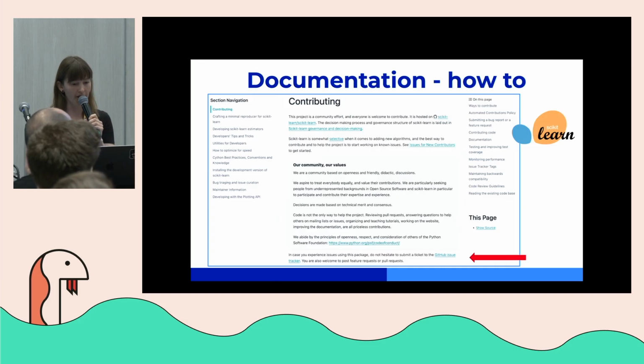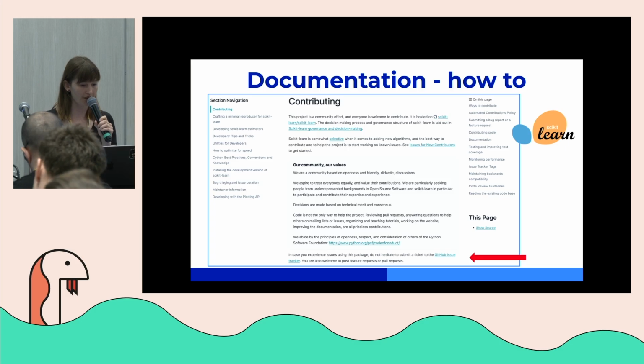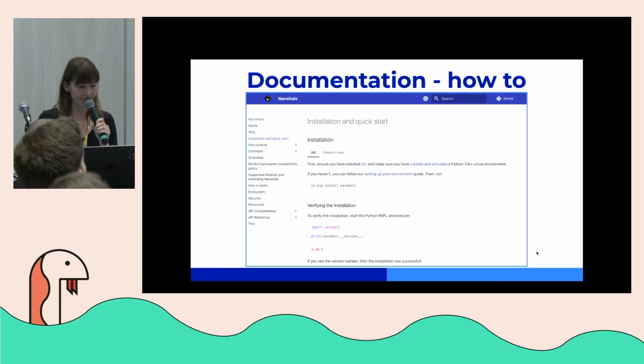And so here I show an example from the scikit-learn library. Here there's a screenshot of the contributing guideline. And there's a gray box which says "Our Community, Our Values", which is really good because then you get an idea of what the general vibe is like. And you can see, okay, is this project really welcoming and inclusive? And then also at the bottom where the red arrow is, you can see a link to an issue tracker. So this is also a really good example of documentation.